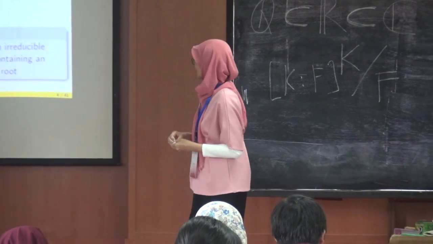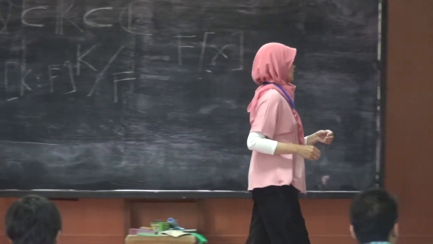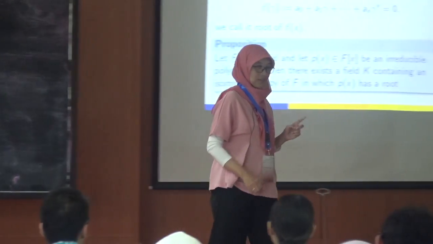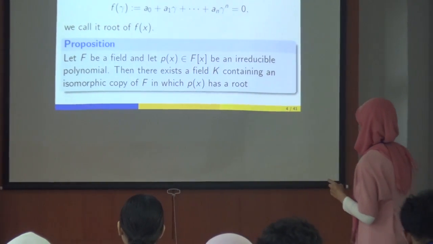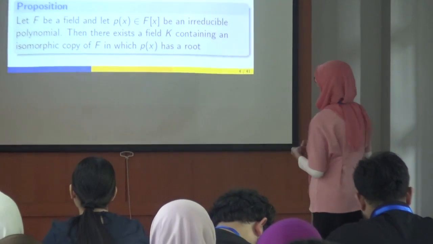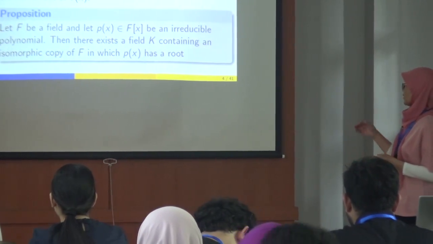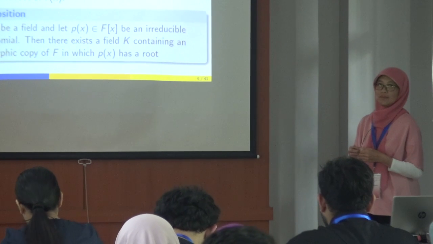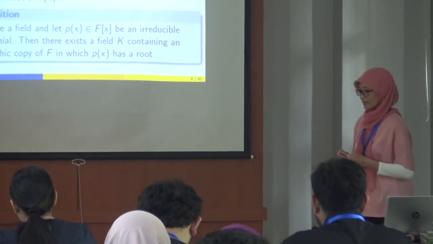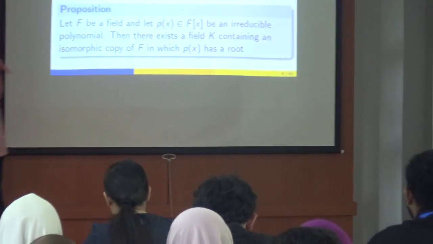And this is a property: let F be a field and let p be an irreducible polynomial over F. Then there always exists a field K containing an isomorphic copy of F in which p has a root. This is the fact here. So the idea is as follows.